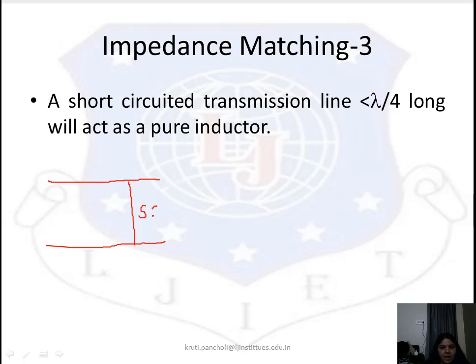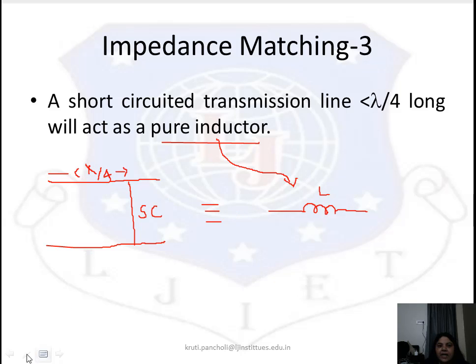It is less than lambda by 4. So I am writing here it's a less than lambda by 4 line. Okay, and which is short circuited. So this kind of line will act as a pure inductor. So this is the pure inductor. So we have to keep this in mind while we are doing the analysis of any transmission line.